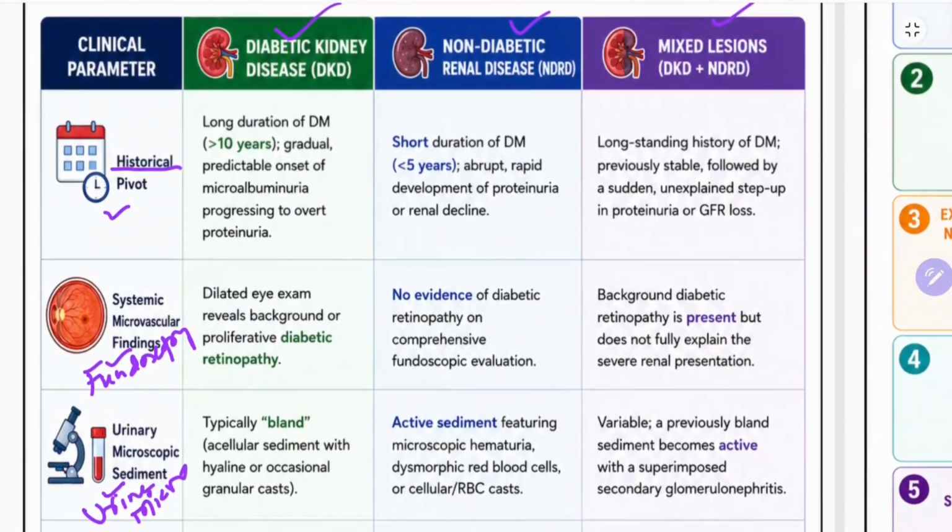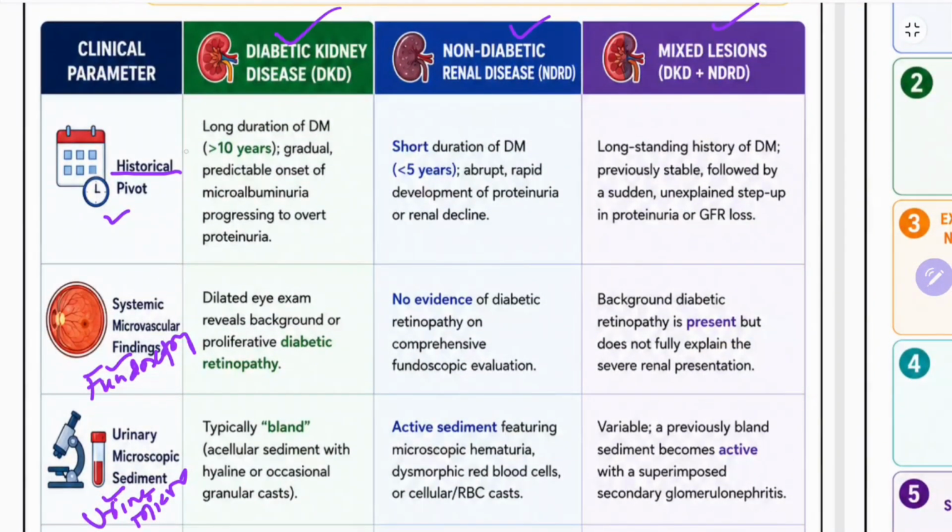In diabetic kidney disease, duration will be long, more than 10 years or at least more than 5 years, with gradual predictable onset of microalbuminuria progressing to overt proteinuria. In NDRD it is short duration, less than 5 years, with abrupt rapid development of proteinuria or renal decline, that is EGFR. In mixed lesions, there will be a long history of diabetes mellitus, previously stable, followed by a sudden unexplained step up in proteinuria or GFR loss.